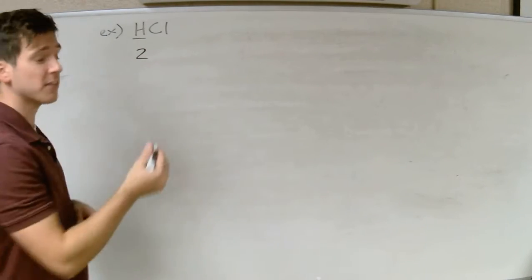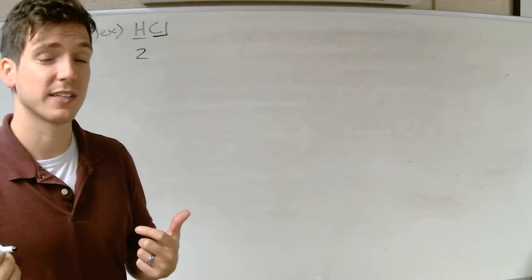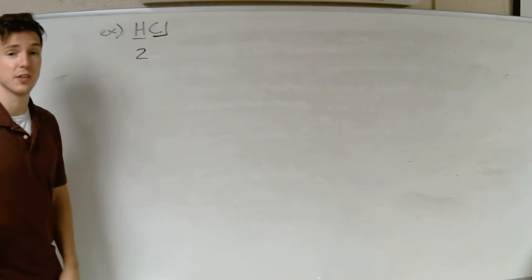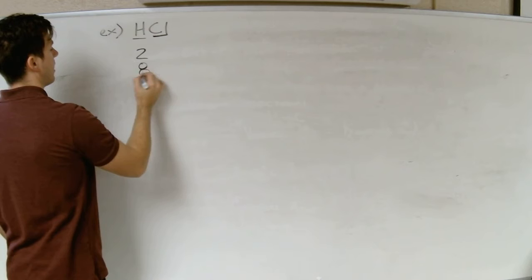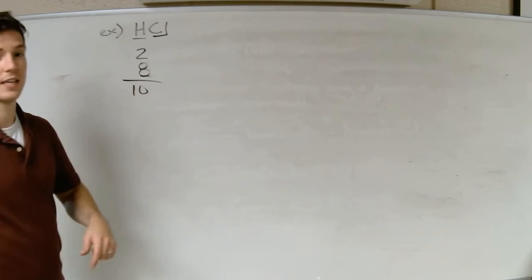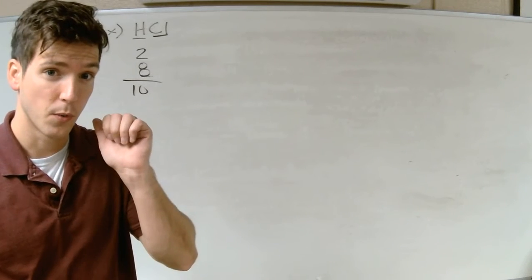Now let's look at our other element, Cl. Does it follow the octet rule? I look at the periodic table and I say, yes, it follows the octet rule. It's not hydrogen, it's not beryllium, it's not boron, so it has 8. So altogether, I have 10 duet and octet electrons. That is step number 1.